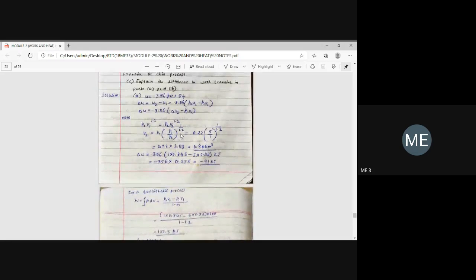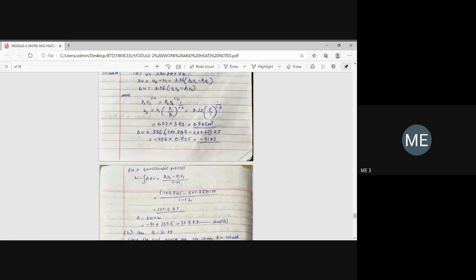So we are getting three answers: delta U is minus 91 kilojoules, W is 127.5 kilojoules, and Q is 121 kilojoules. The plus sign indicates that there is heat transfer in the process. Like that, you can solve the heat transfer and work done for all the processes.